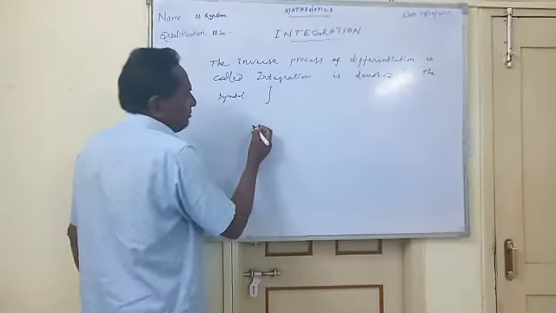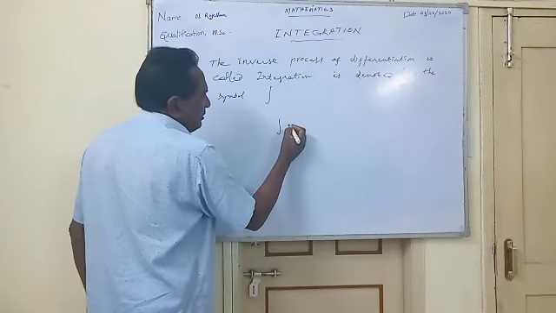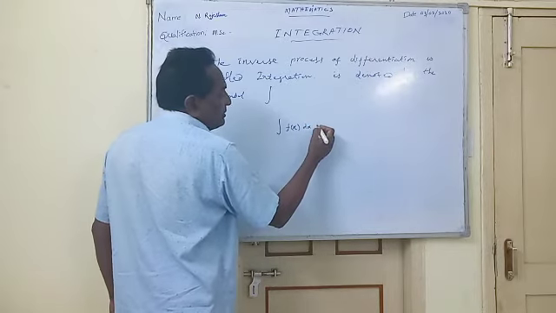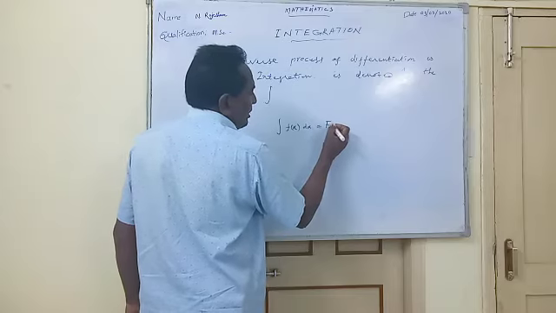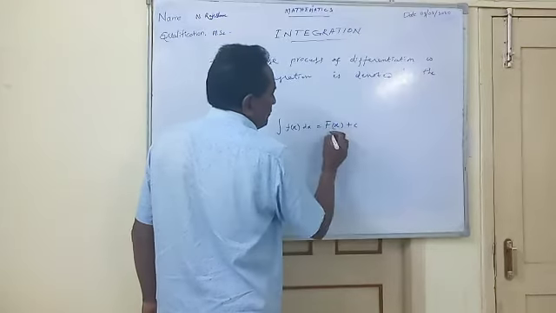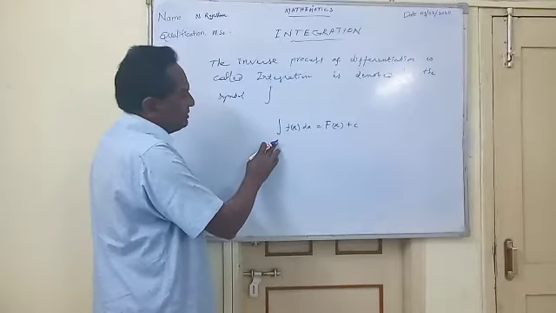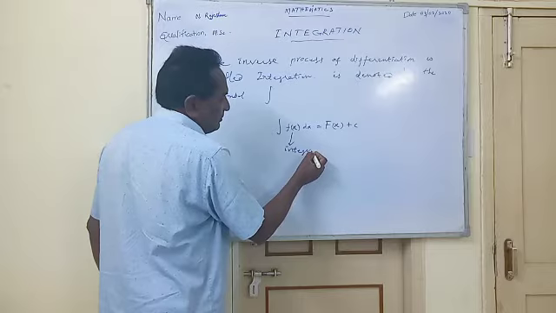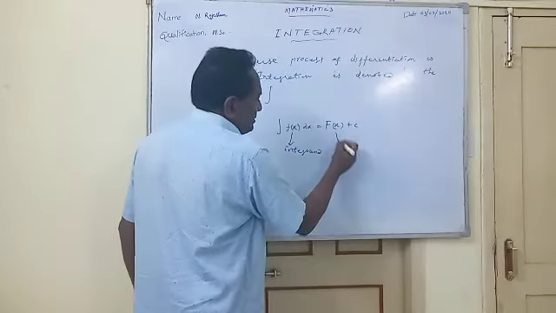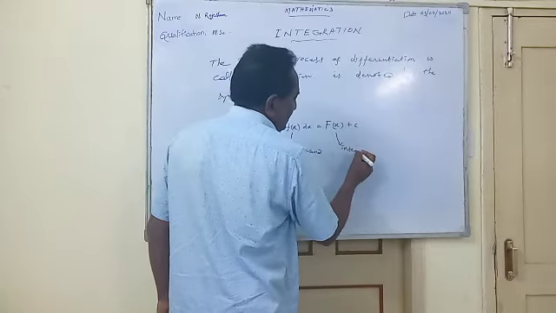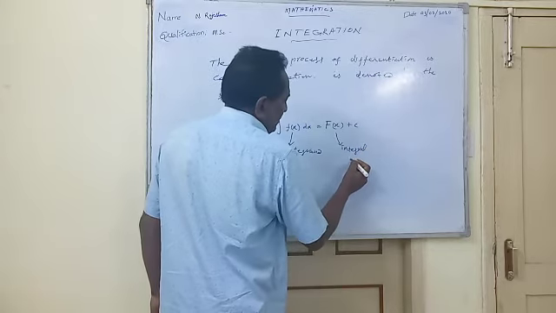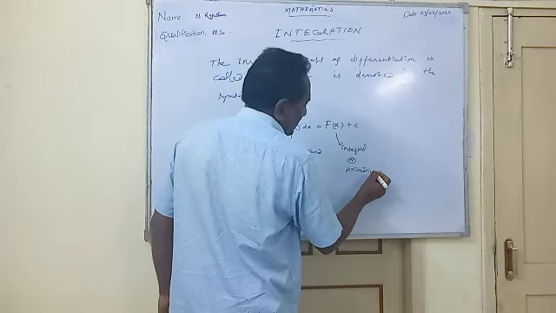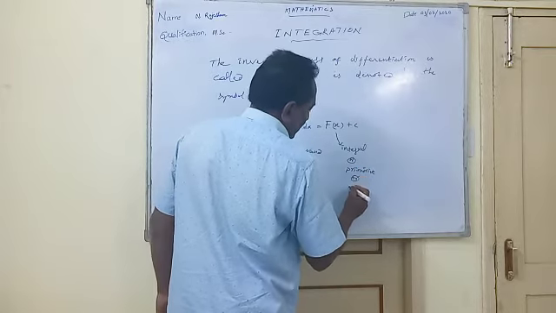Mathematically it is denoted by the integral of a function f(x) with respect to x, dx, which equals capital F of x plus c. So this is called the integral. This is the integration symbol, and this is called the integrand. And this is the integral, or primitive, or antiderivative.